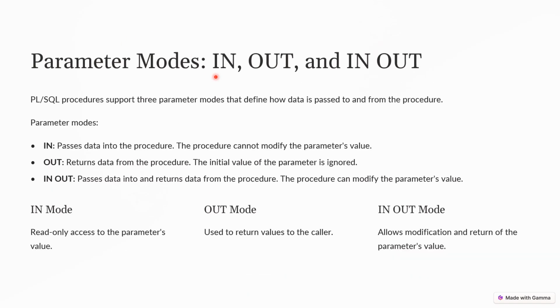Parameter modes, as we have seen earlier: IN, OUT, and IN OUT. IN is a mode that gives read-only access to the parameter's value. OUT mode is used to return the value to the caller, and IN OUT mode allows the modification and return of the parameter value. Here all these procedures are invoked within the PL/SQL block. It has been written and executed directly in this block only.